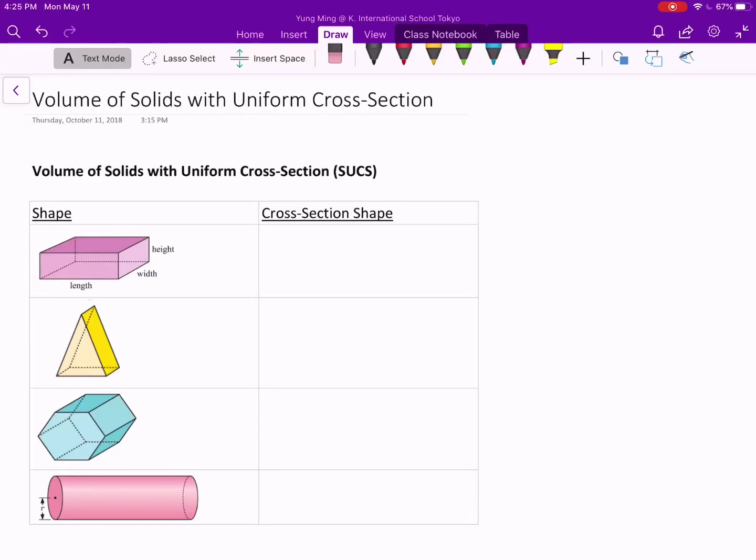Alright guys, welcome back. Today we're going to talk about volume of solids with uniform cross-section. So yesterday we talked about the volume unit. Today we're going to start talking about how we find the volume of solids with different shapes. Today we're going to talk about a certain category called solids with uniform cross-section.